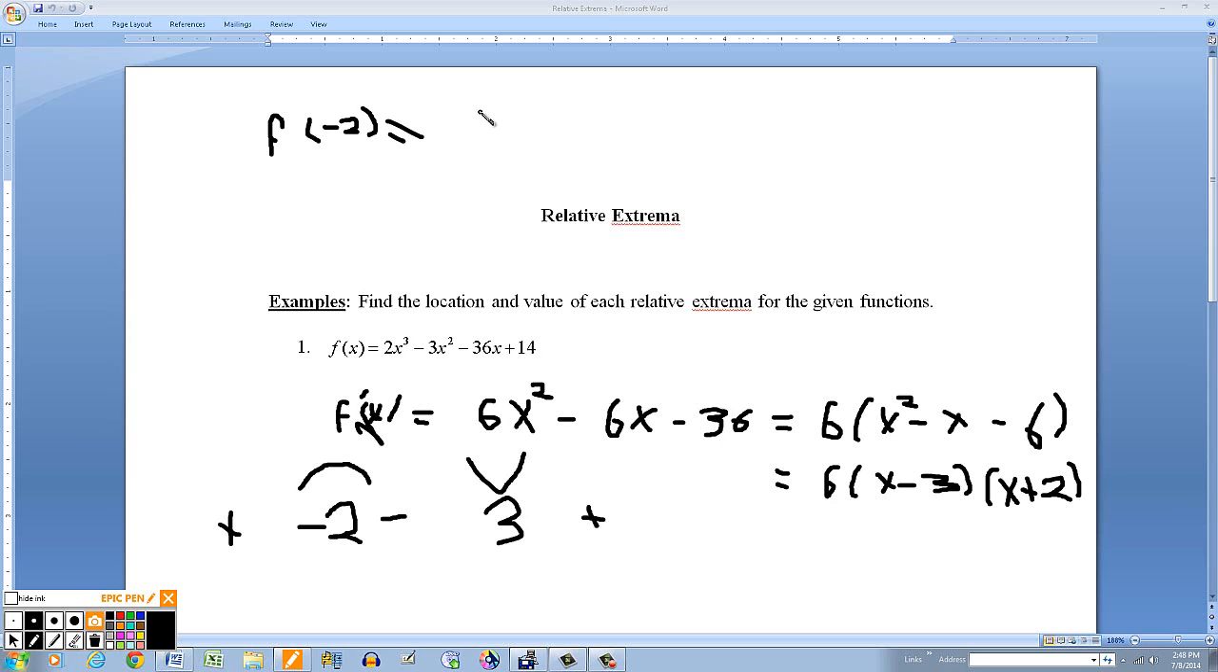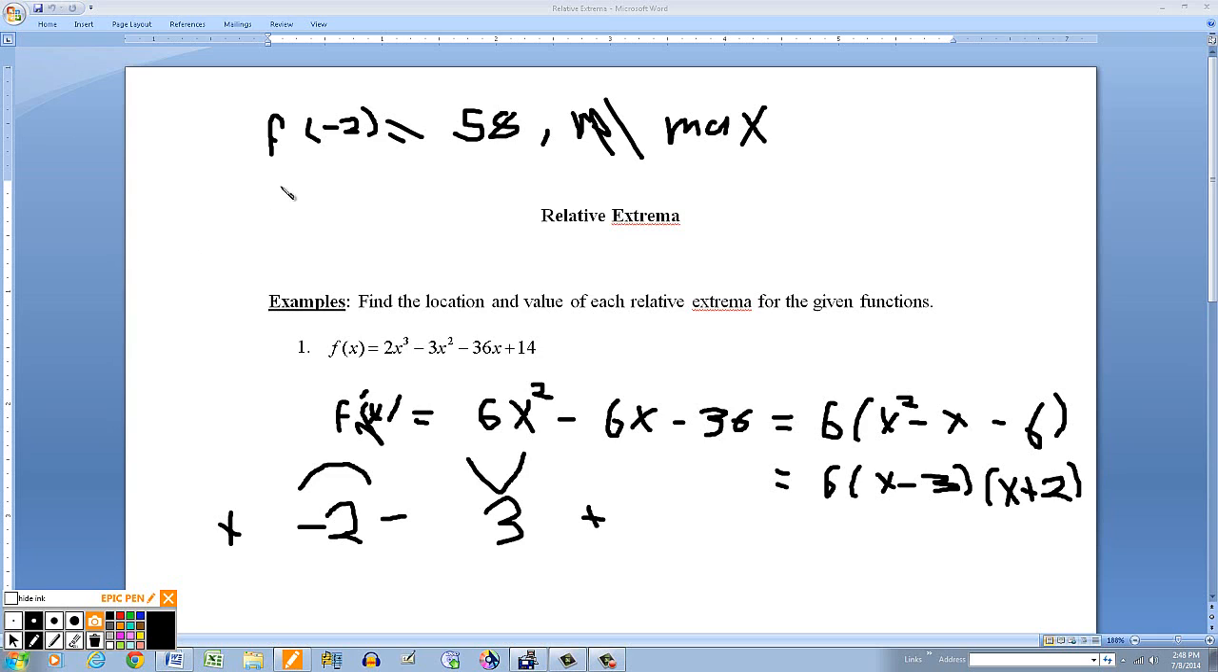I get 58. So this is then a relative maximum. So at x equal negative 2, the value of the function is 58. So 58 is called your relative maximum.